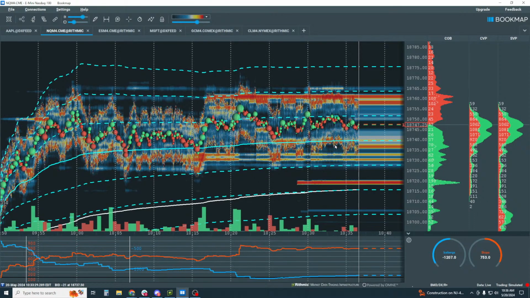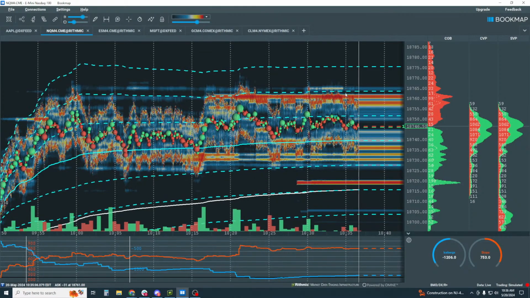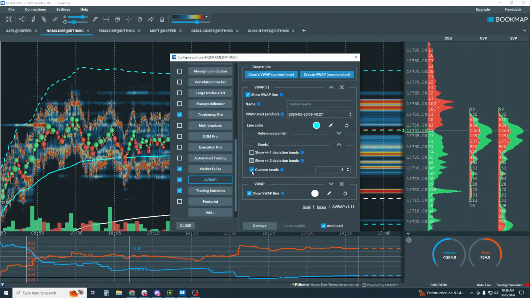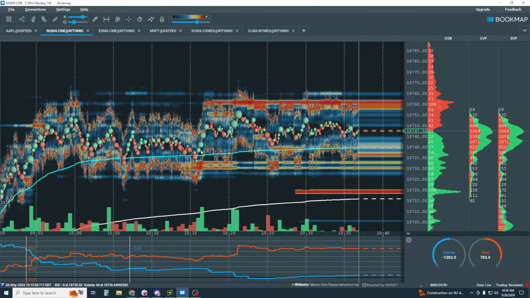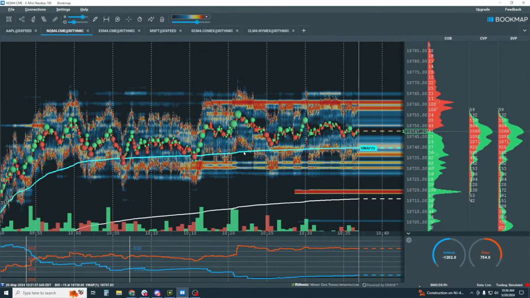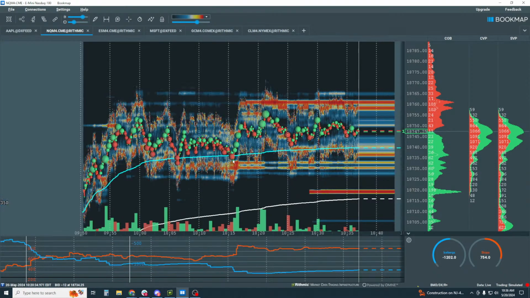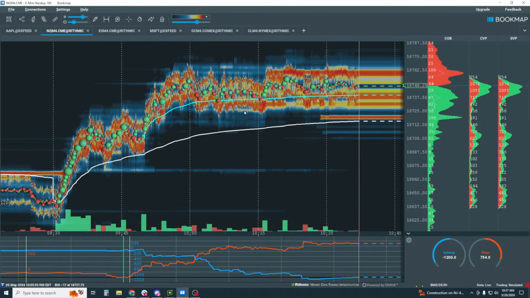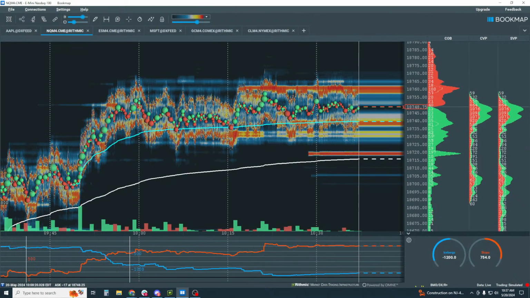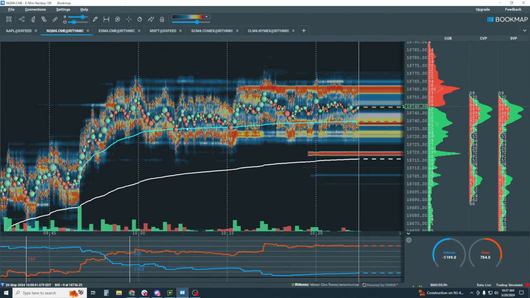Okay? So for example, I'll get rid of the bands for just now. And we'll just keep this line here and keep it simple, right? So now, if you use this as a confluence, I think this is a lot stronger. Okay, so opening drive, strong move, nice continuation pattern here, and then it's kind of going sideways, but it's still going up. All right, so that's good.